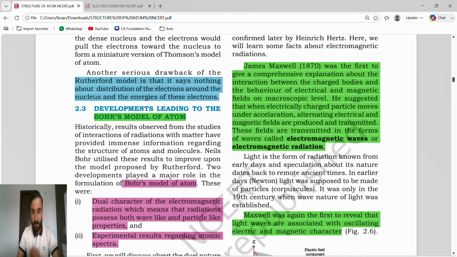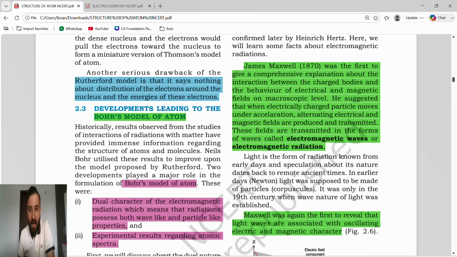Okay, if both electrical and magnetic field come, and their strength is equal, it is called neutral, where the particle will pass through a straight line and hit point B, the previous experiment, right? Correct. So that's why they said this thing. He suggested that when electrically charged particle moves under acceleration, alternatingly means either electrical field or magnetic field are produced. After producing, we have to transmit also. Why do we have to transmit? Because it will flow in a wave form. The wave will transmit. So that's why we have to transmit.